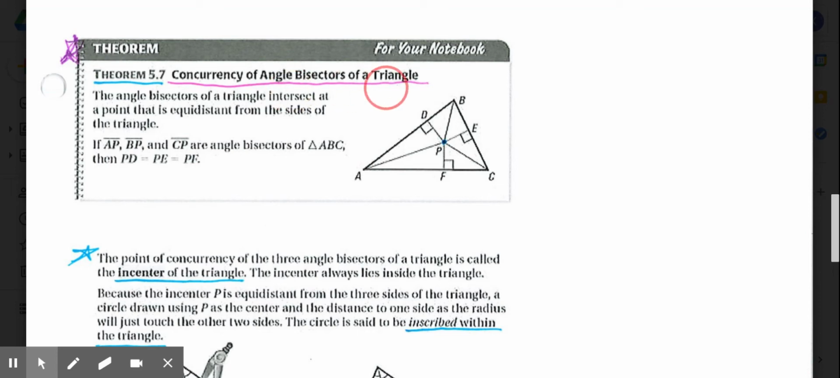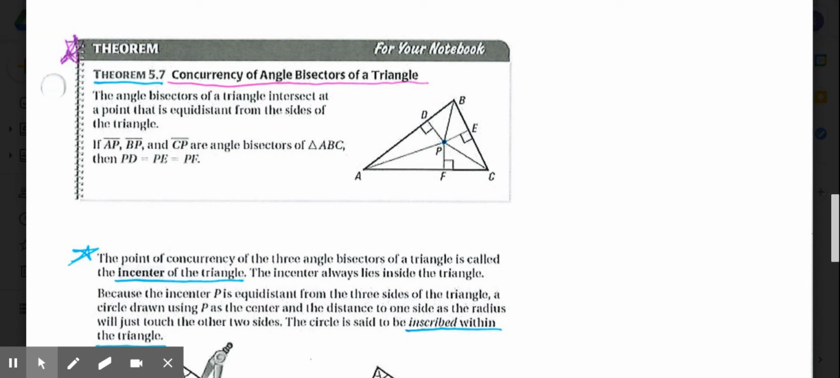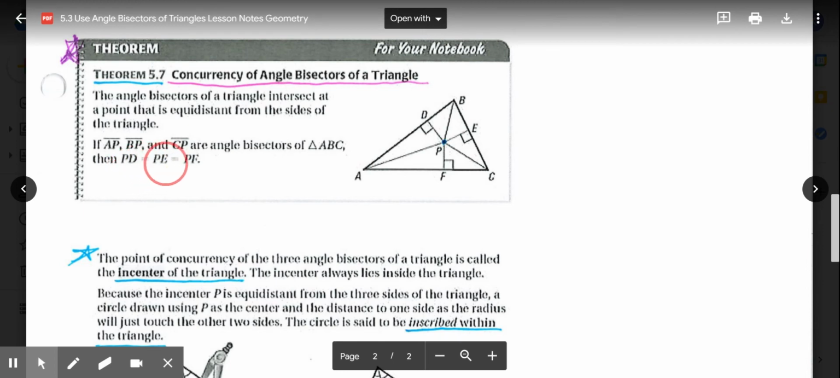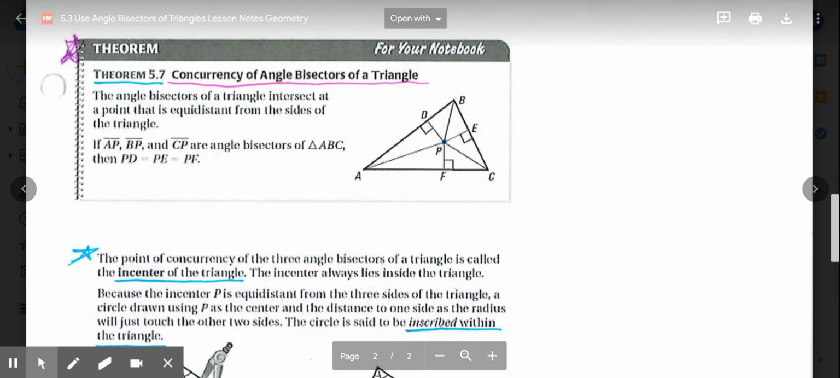Well, now, angle bisectors of a triangle also meet at a point. And in this case, the angle bisectors intersect at a point that is the same distance from all the sides. So point P would be the same distance to D, to E, and to F. So what we know here would be PD equals PE, which equals PF, as long as segment AP, segment BP, and segment CP are all angle bisectors of the three corners or vertices of the triangle.